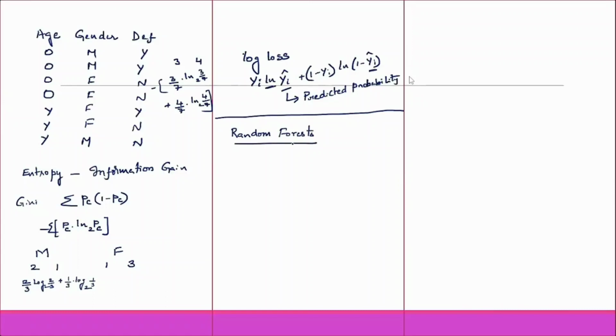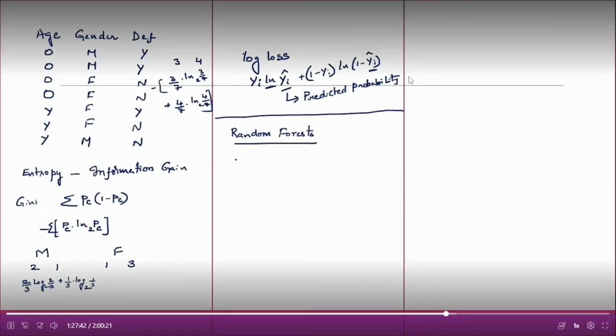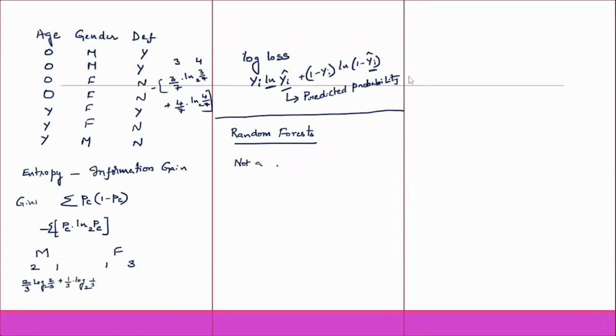So random forest as an algorithm is not a separate algorithm. It is actually called an ensemble model. In the world of machine learning, whenever we say ensemble, it's a collection of models. It's not a single model. It's a group of models. It's a collection of models.